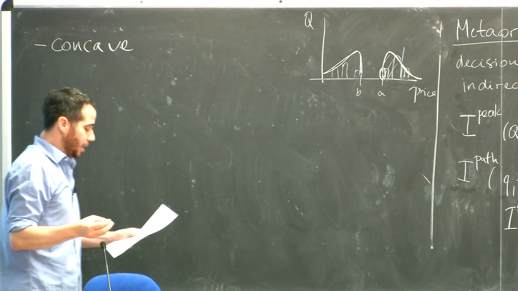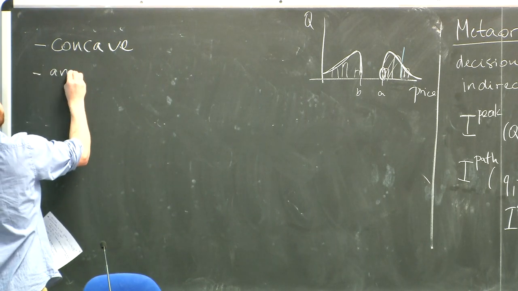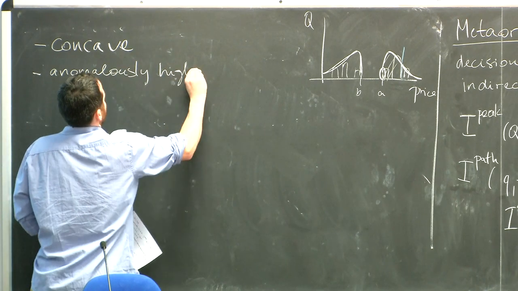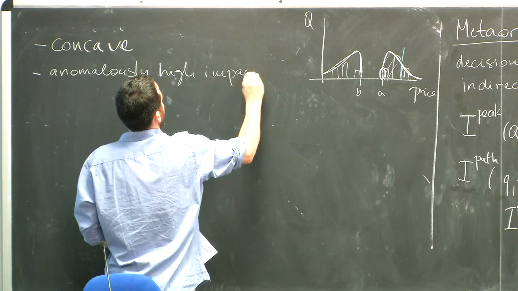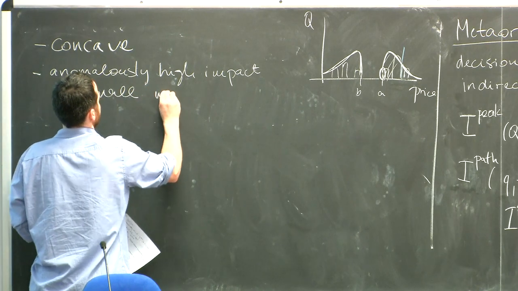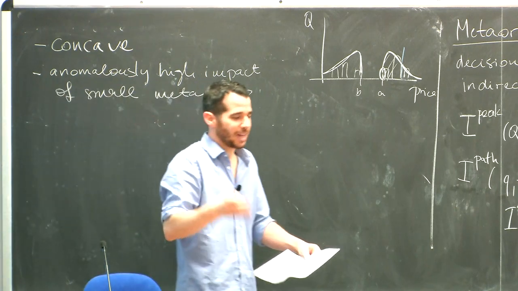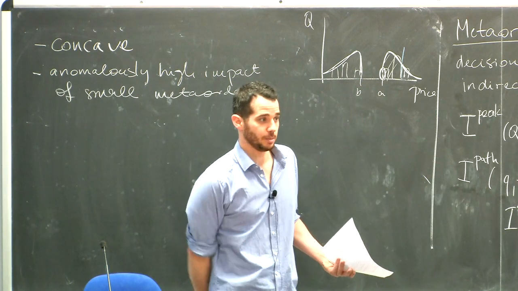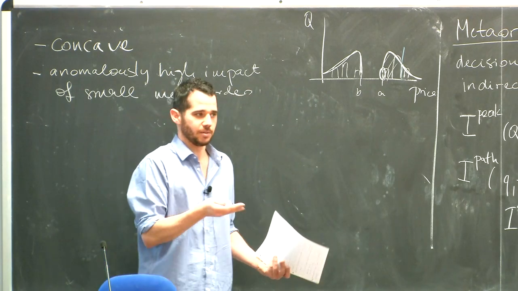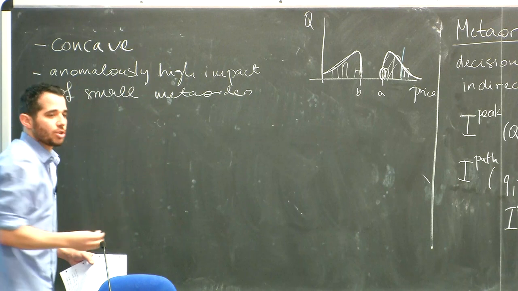Which, in a sense, one can write: there is some anomalously high impact of small meta orders. Okay, so obviously, mathematically, this is diverging for quantity being zero. In an actual system, you have discretizations; it's not diverging exactly, but there is a very high impact for small meta orders. Concave, so.